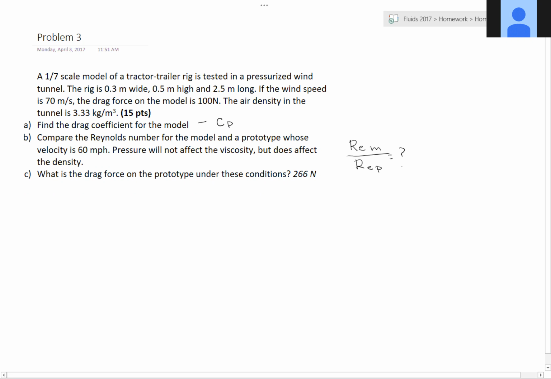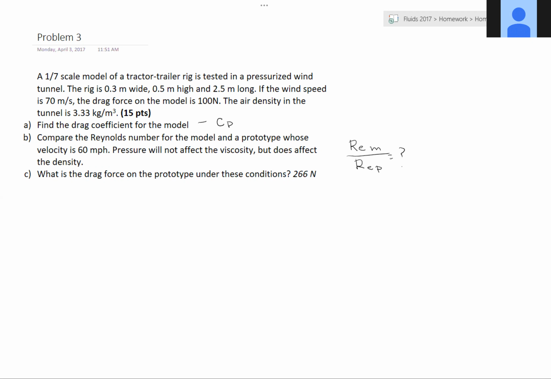So what does it mean when it says pressure will not affect the viscosity but does affect the density? So we can drop mu. Rho is a function of pressure. So if you take a look, it says it's pressurized, and that's why the air density is 3.33. If you look at it in standard conditions, then the rho is going to change.